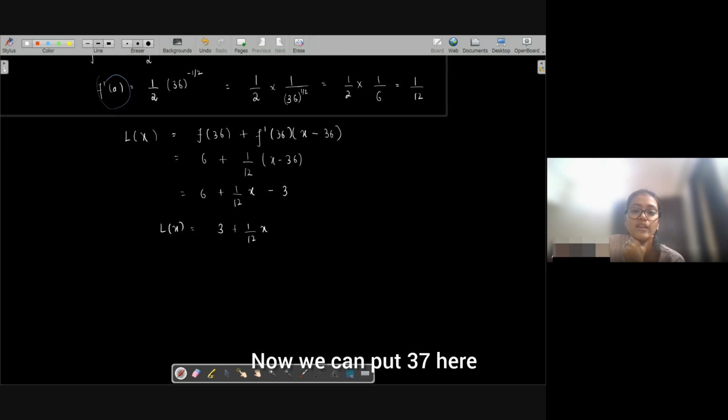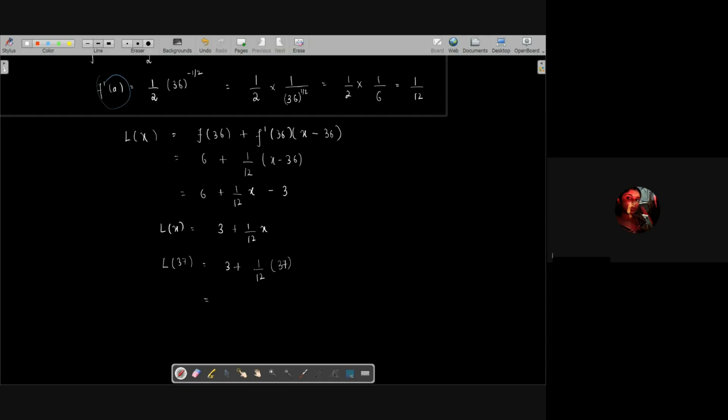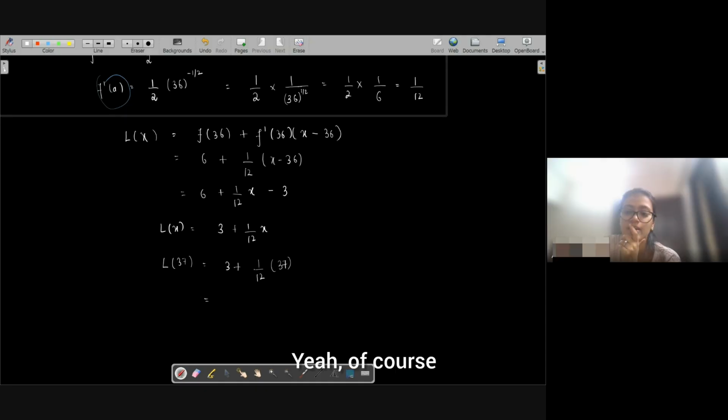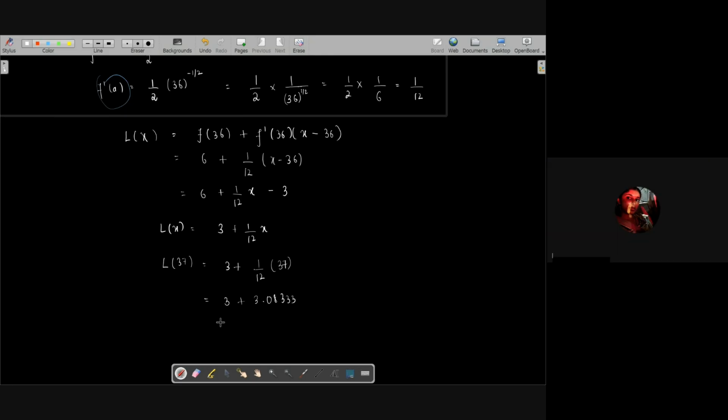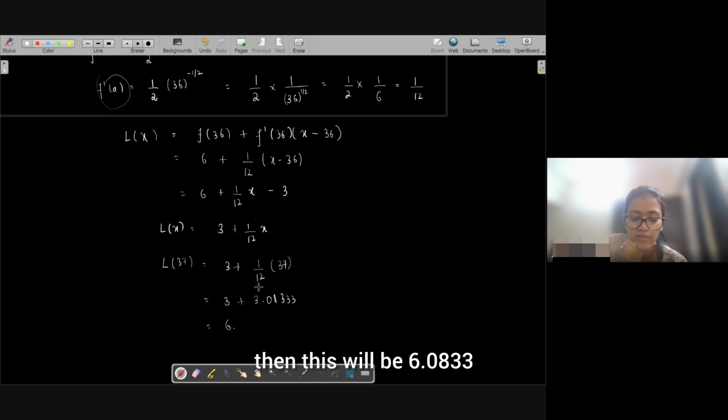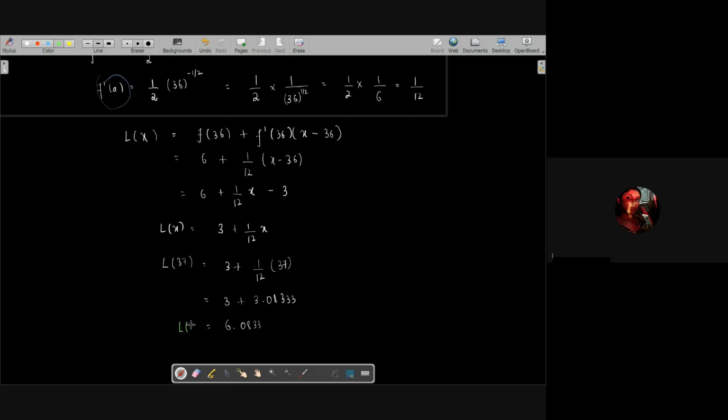Now we can put 37 here. L of 37. So 3 plus 1 over 12 times 37. Okay. Give me 1 second. I'm just writing that down. Yeah, of course. So 37 over 12 will be 3.08333 repeating. And then this will be 6.0833.